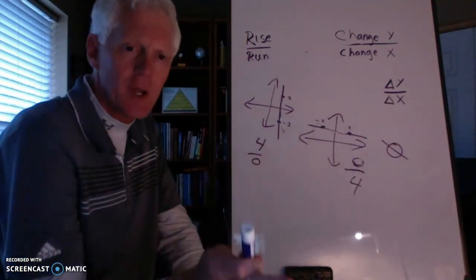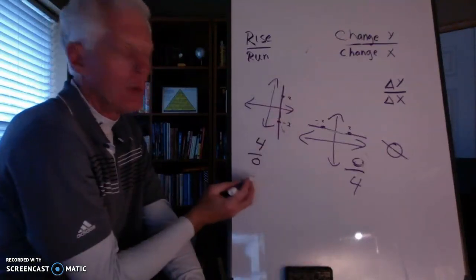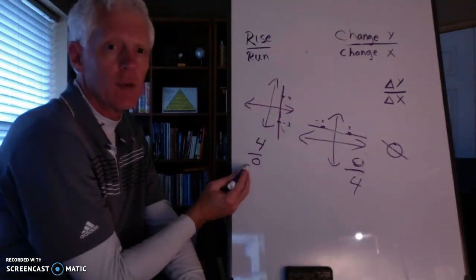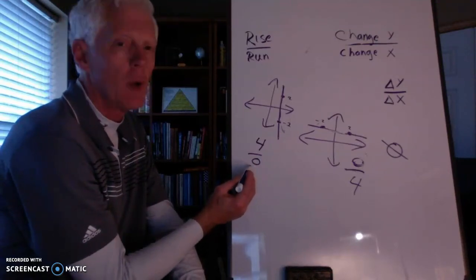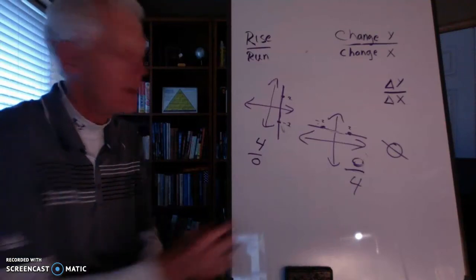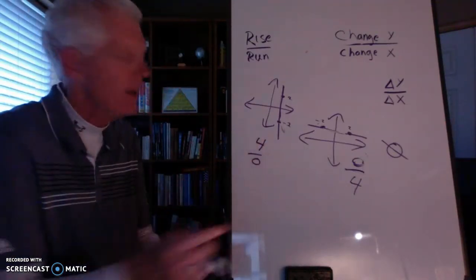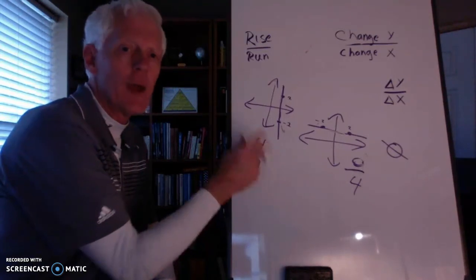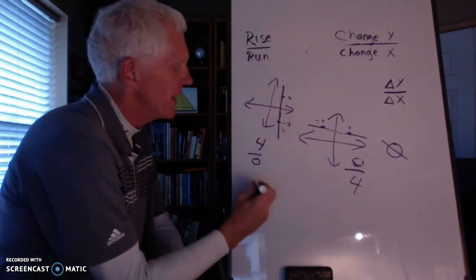For the vertical line, the run is always 0, because there's no run. You cannot divide by 0. Division is how many groups of 0 are in 4. You can't do that. That is called undefined. So every slope of a vertical line is undefined.